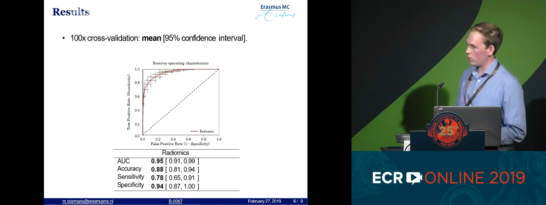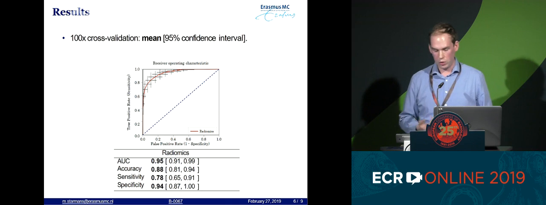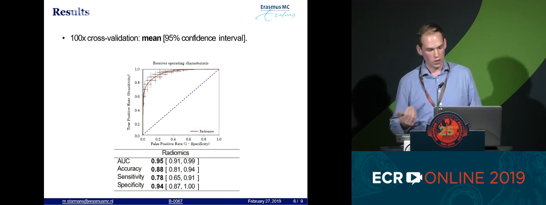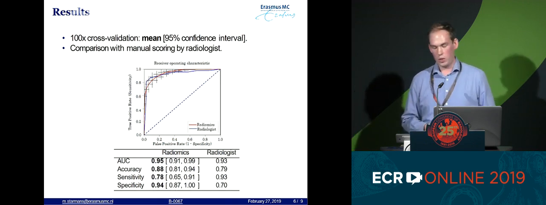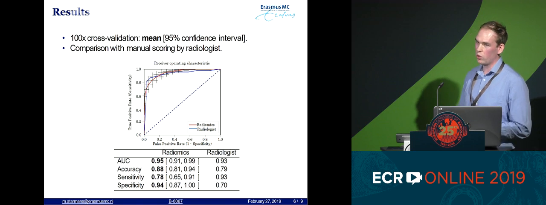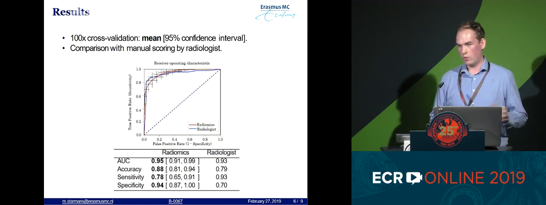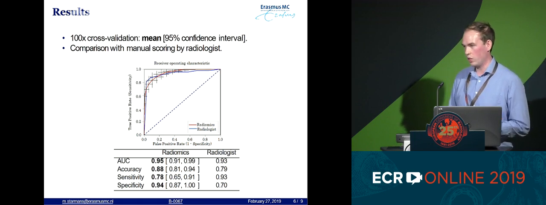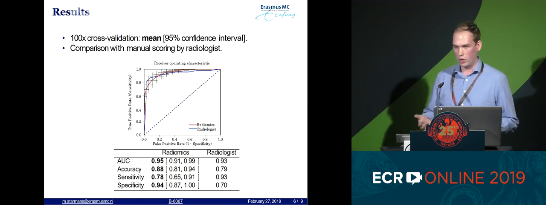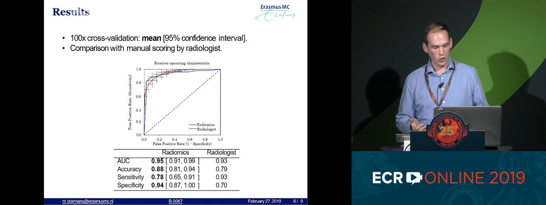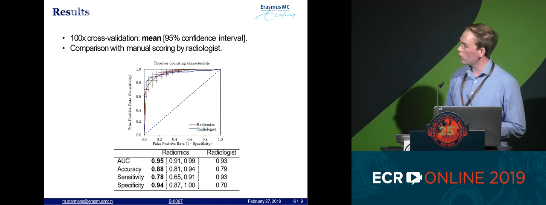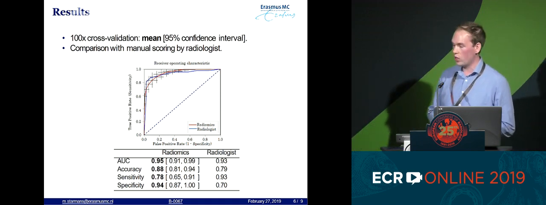So now, of course, your next question is, okay, how would that compare to what we do currently? So how does that compare to radiologists? So we also asked a radiologist to manually score these patients. So on a 10-point scale, so 0 is very benign, or I'm very confident it's benign, and 10 is I'm very confident it's malignant. So by using this scale, we can also make an ROC curve. So that's the blue curve you see over here.